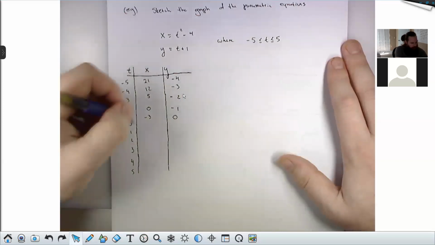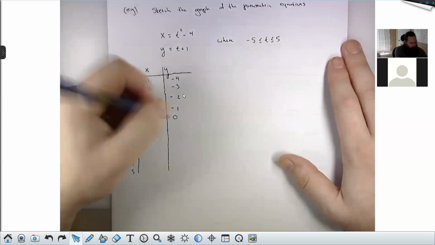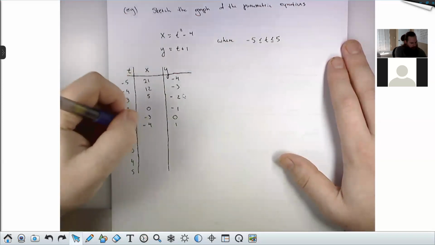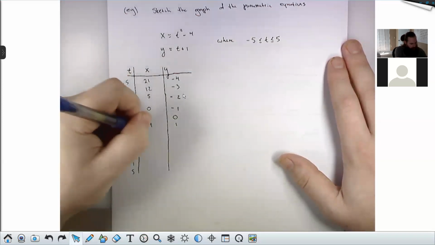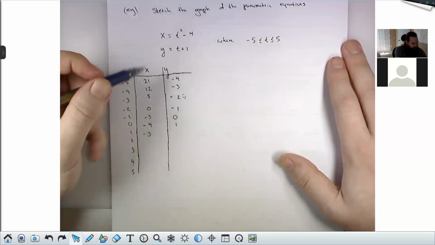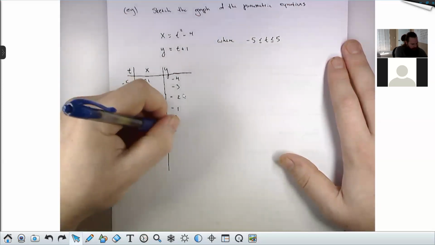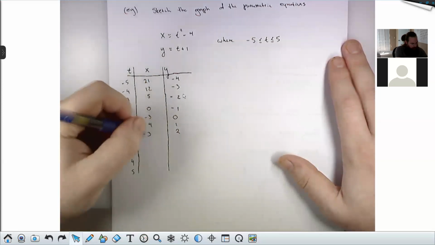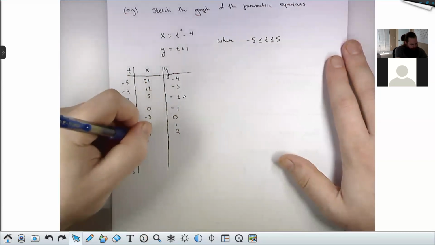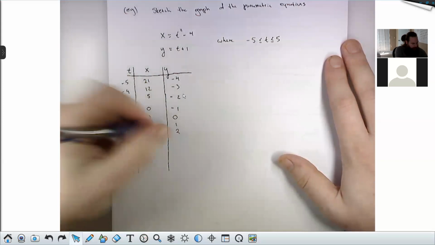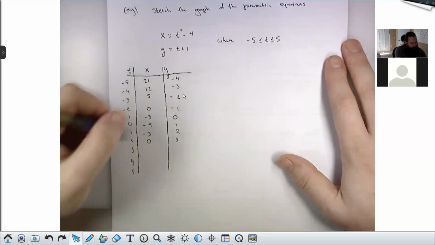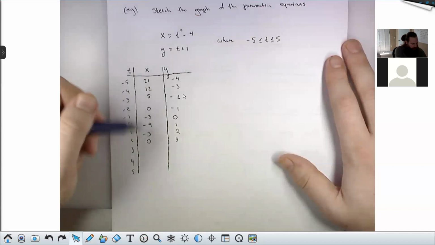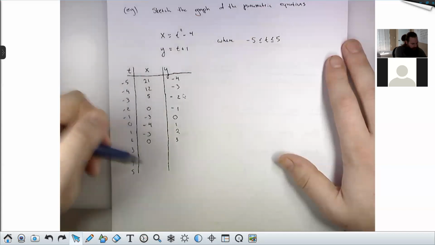If I plug in 0 for t, I get -4 for x and 1 for y. If I plug in 1 for t, I get -3 for x and 2 for y. If I plug in 2 for t, I'll get 0 for x again. And this time I'll get 3 for y. If I plug in 3 for t, in fact, there's symmetry here, right? If you follow this down, down to here, then you can start chasing it back up.